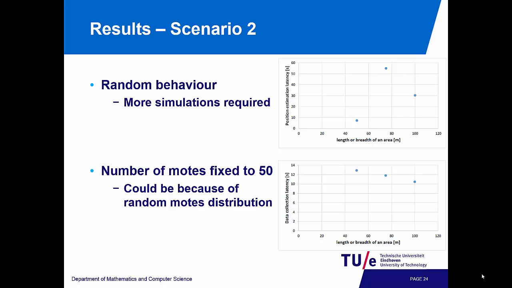As seen in the top graph, the latency behavior for position estimation seems to give a random behavior, and so nothing logical could be inferred from the data. It is advisable to have more simulation data for a better trend. However, the data collection latency shows a decreasing trend. This trend could be because of random node distribution. Again, more extensive simulation data is required for consistency.